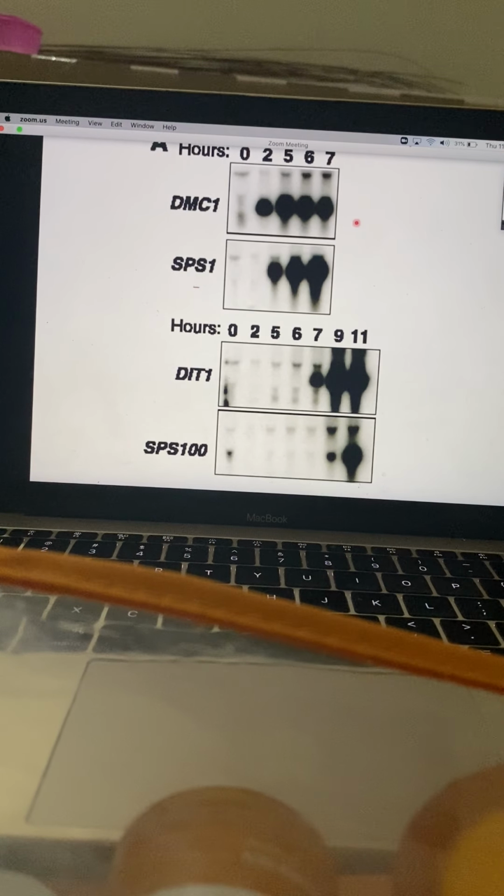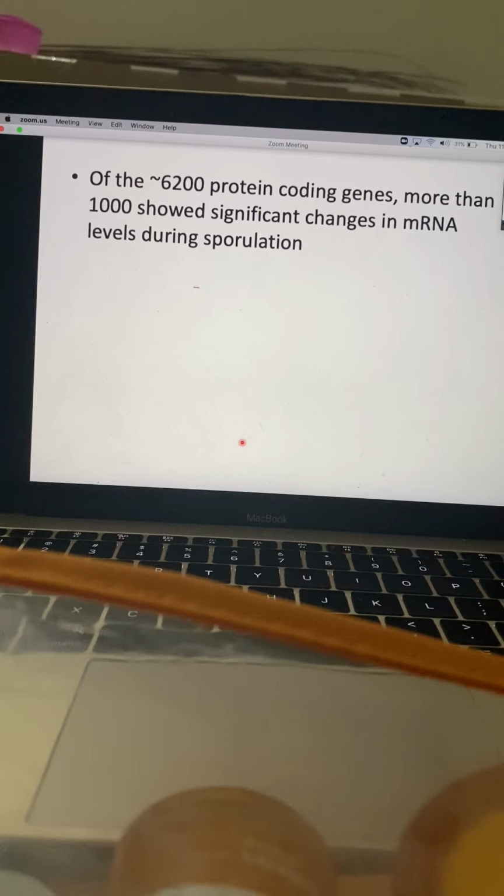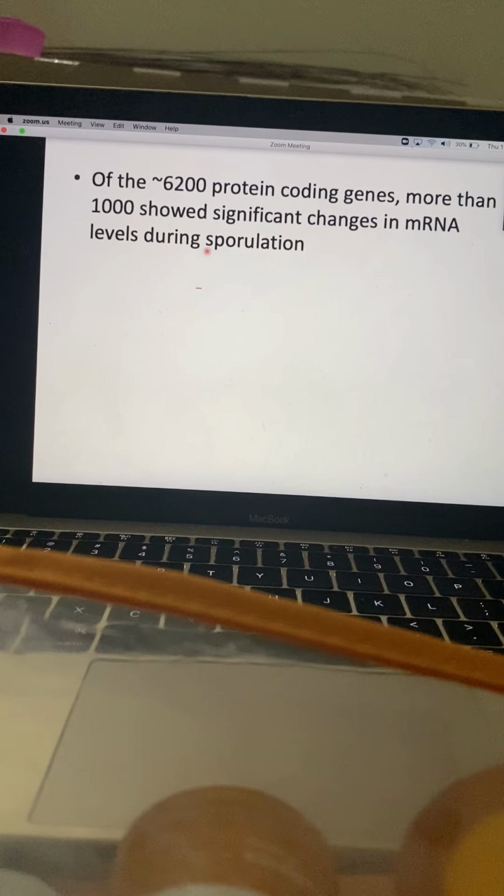So this is by Northern analysis, but remember, for each of these, this is one gene at a time. Each of these represents a labeling with this probe. These are done independently, which is very time consuming. This is a very time consuming process. Okay, so when people did the analysis of the 6,200 protein coding genes, more than 1,000 showed significant changes in mRNA levels.